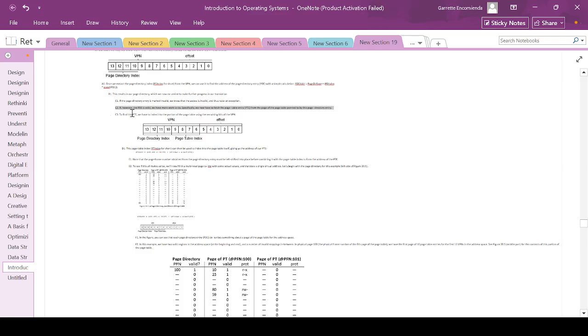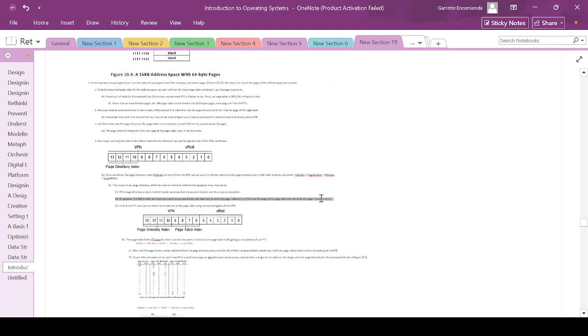So again, let's repeat this. It's kind of a complex sentence. If, however, the PDE is valid, we have more work to do. Specifically, we now have to fetch the page table entry from the page of the page table pointed to by this page directory entry.